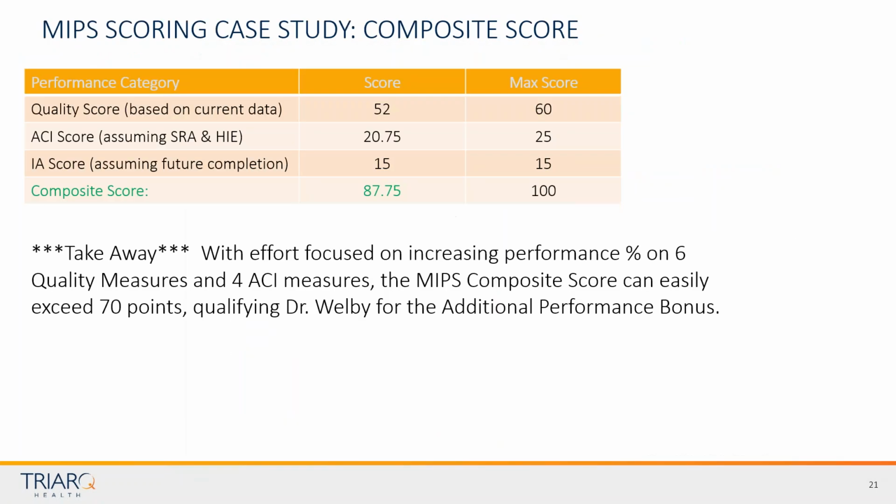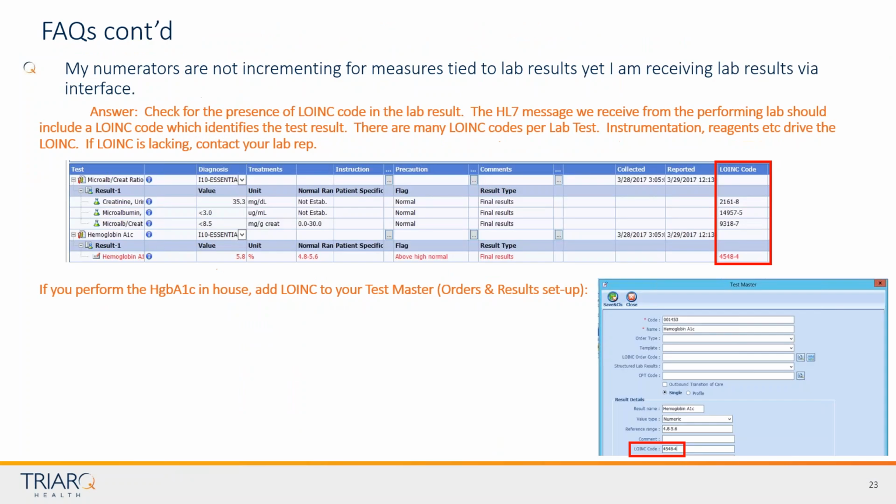All right, I'm going back to my FAQs. Okay. So our second page of FAQs. My numerators are not incrementing for my measures that are tied to lab results, yet I am receiving lab results via the interface. We see this. So guess what? Some labs do not send the LOINC code that is required for incrementing the numerator. They don't send it in their HL7 message that we receive across the interface.